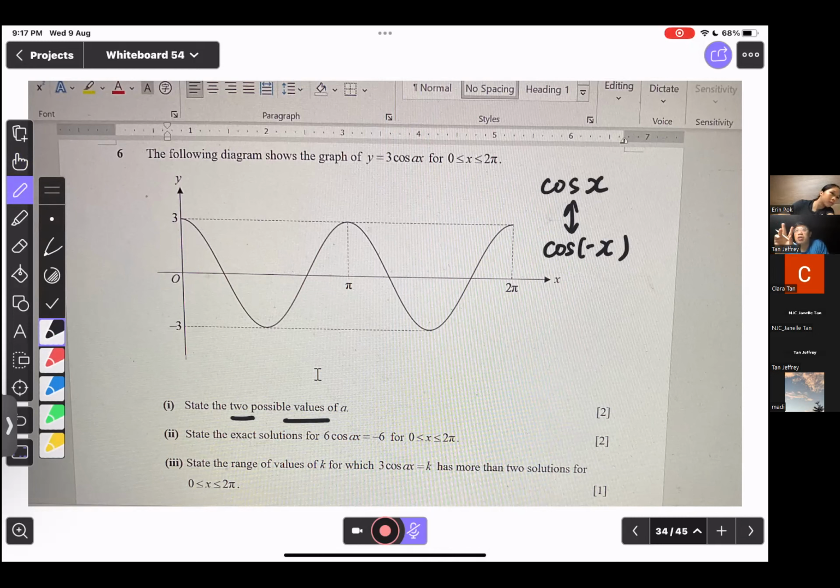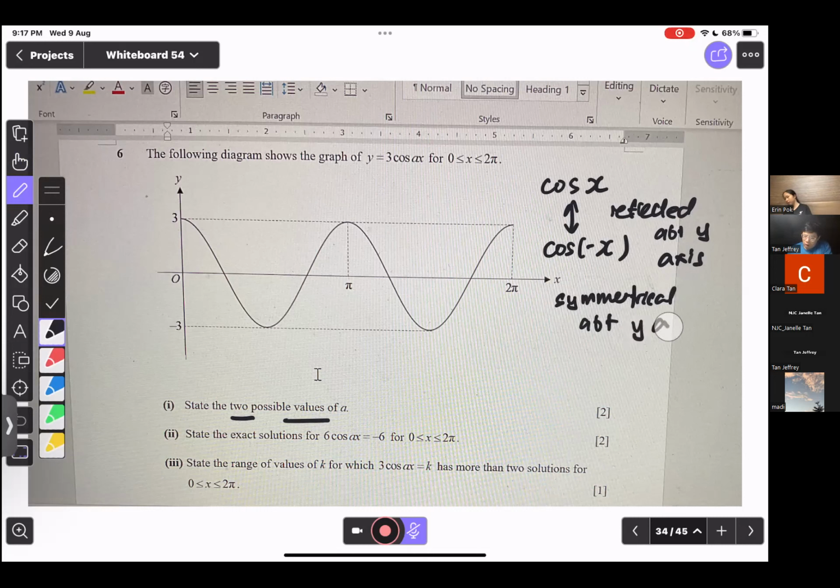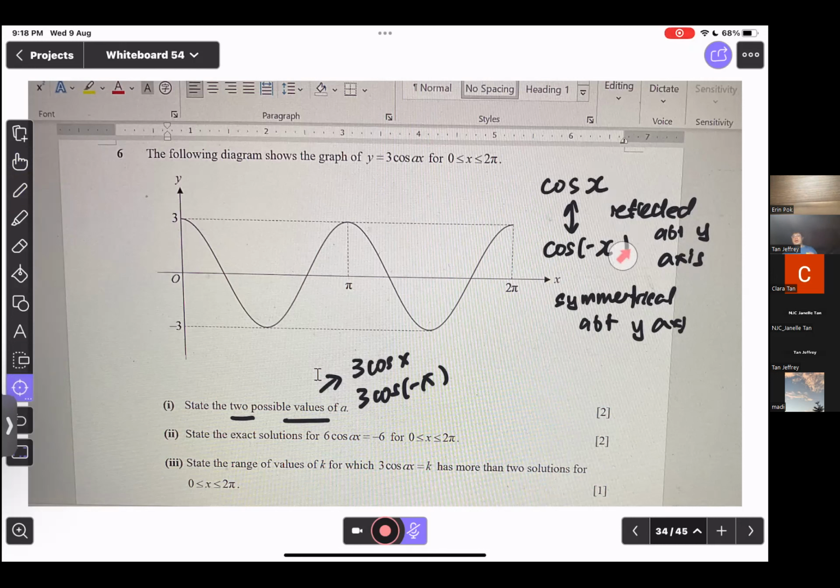Cosine x and cosine negative x are actually reflected about the y-axis. In a sense, they are symmetrical about the y-axis, which is why if you draw, for example, 3 cosine x and 3 cosine negative x, you are going to get the same graph, because the graph itself reflects about the y-axis. You're basically turning the x from positive to negative. When you switch the signs of the x, you are pivoting all the x values about the y-axis to the other side.